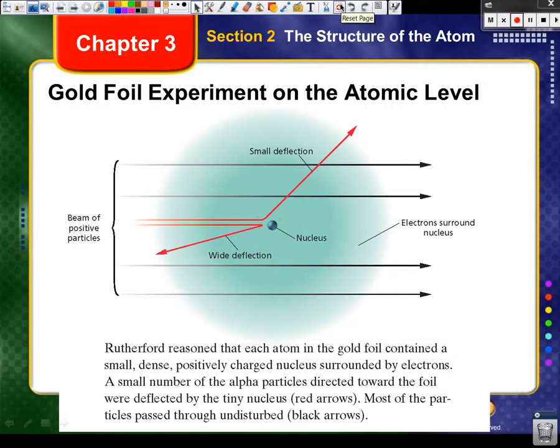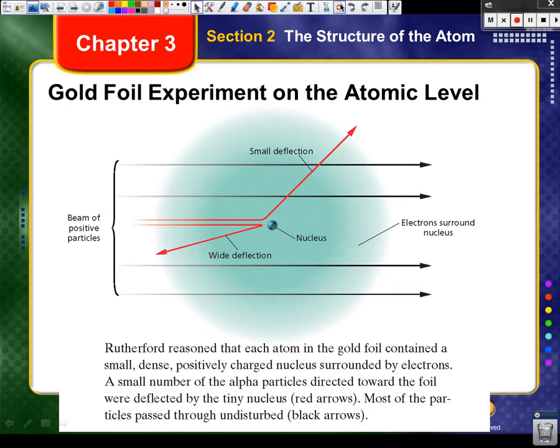So this really, really, really tiny nucleus, if the particle was at the perfect speed and the perfect angle, would slam into that nucleus, and it would cause a deflection. Okay? Does that kind of make sense logically? So this is how he found the nucleus.